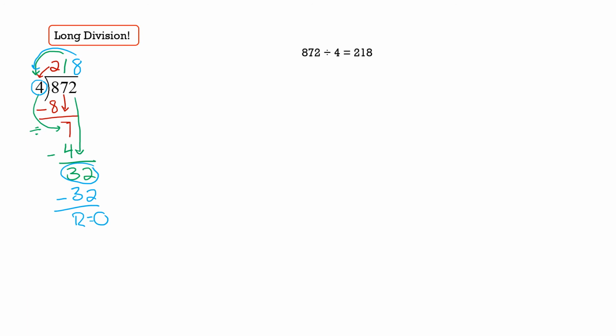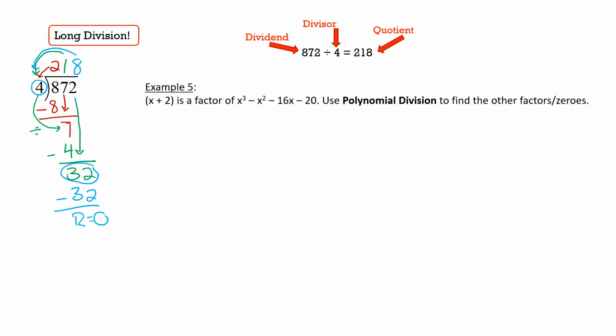Another way of writing it is 872 divided by 4 is 218. This number is called the dividend. This is the divisor, and this is the quotient. So why did I do that?